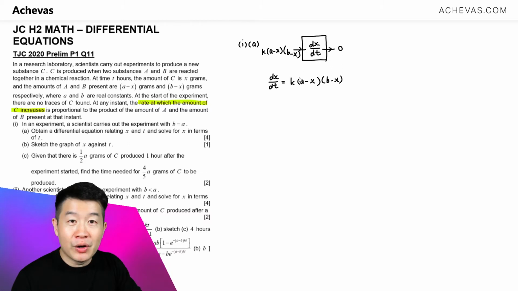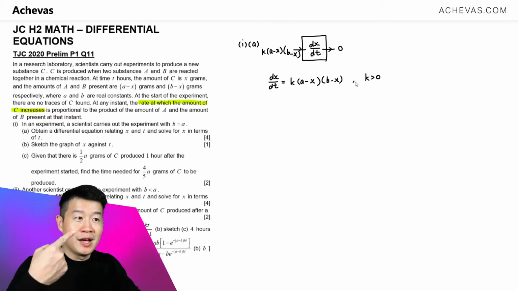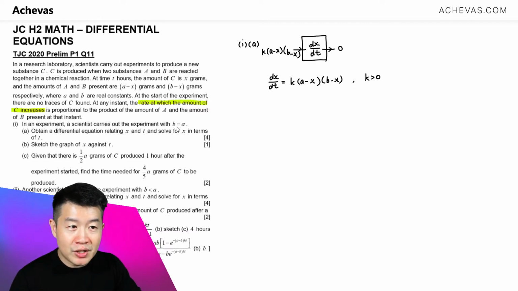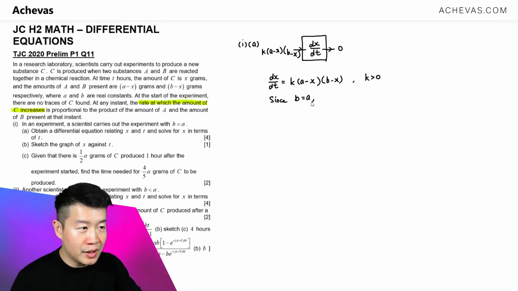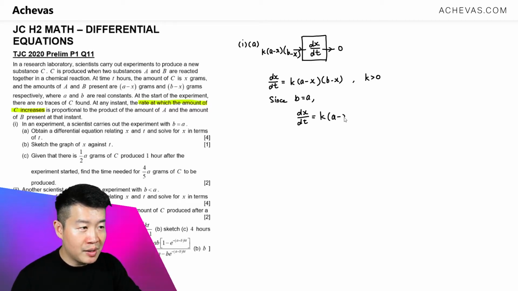And since we are talking about rate of increase, and this k is the constant of proportionality that I've introduced, I'm going to go for a value of k that is bigger than 0. So this represents the rate of increase. And since the question says that B is equal to A, I'm going to write this down here. Since we know that B is equal to A, dx/dt can also be written as k times (A minus X) times (A minus X), which is k(A minus X) squared. So this will be the differential equation relating X and T.